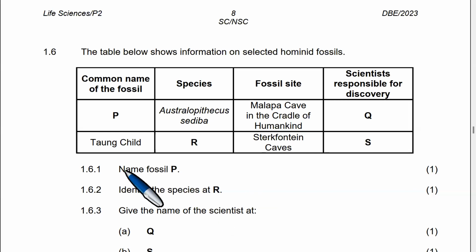Okay, so let's look at this one. This one is very popular. I'm sure you know that very well. Name fossil P. Common name of the fossil P. The species, the Australopithecus sediba. Those are the species. The fossil site is Malapa cave. What was found in Malapa cave? The common name of the fossil is Karabo.